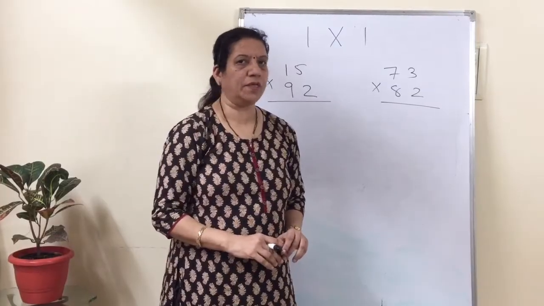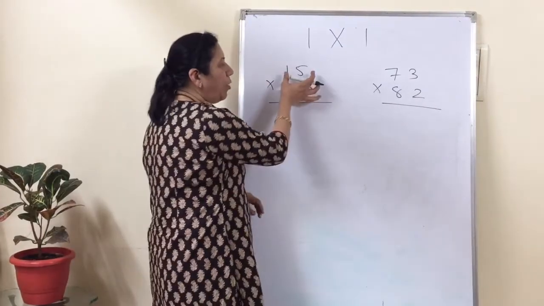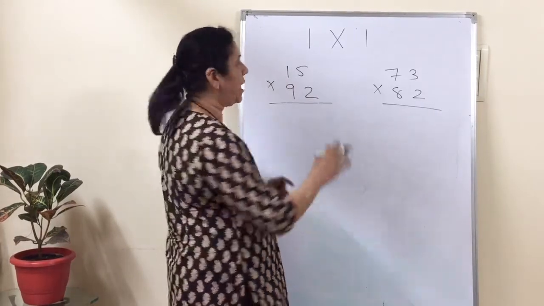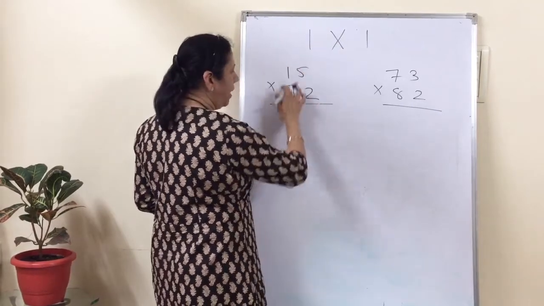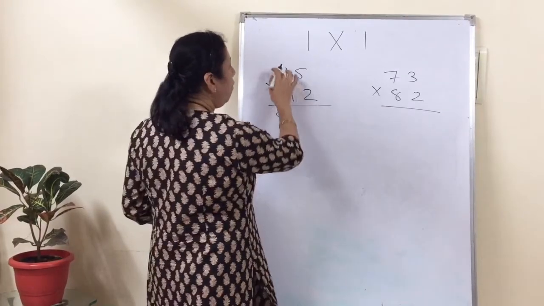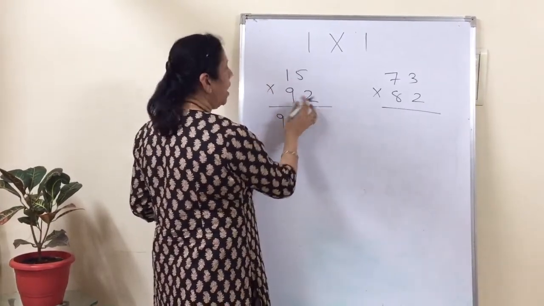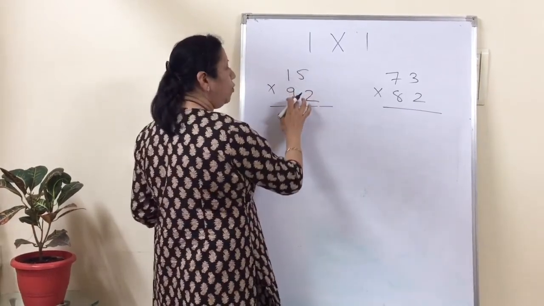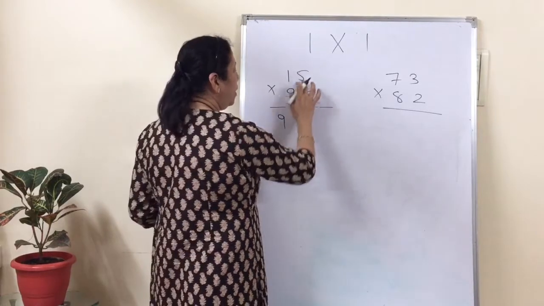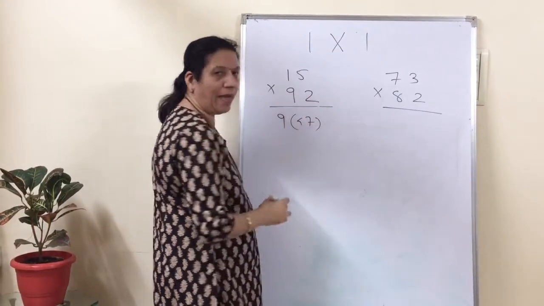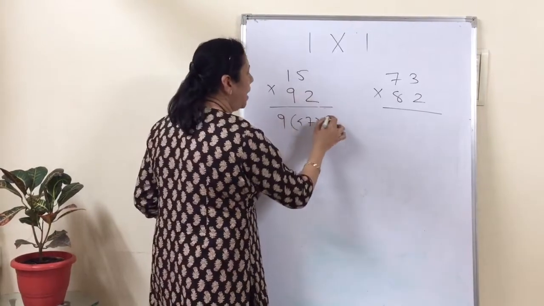Let us see some more examples. Now we are going to multiply 15 with 92. So the method will remain the same. First we will do vertical multiplication. So 1 into 9 is 9. Okay. Now we will do cross multiplication. What we get is 1 into 2 is 2 and 5 into 9 is 45. So 45 plus 2 is 47. We will put this in a bracket, and 5 2s are 10.